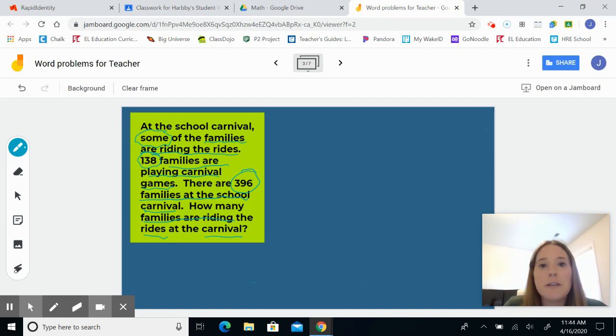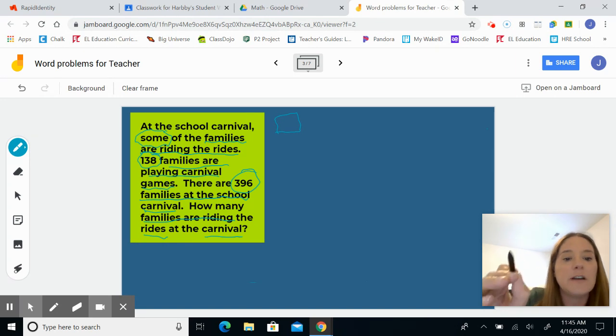All right, the first thing we need to do is write an equation, called a situation equation, that matches what's happening in the word problem. So I'm going to reread it for the third time, but as I'm reading it, I'm going to write my equation. At the school carnival, some of the families are riding rides. I know that some is my unknown, so I'm going to make a box. So my word problem starts with the unknown.